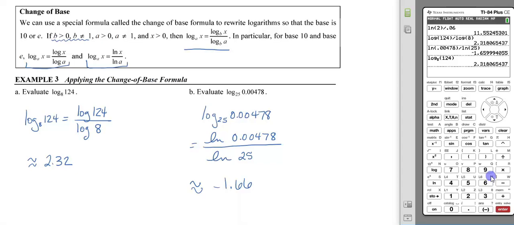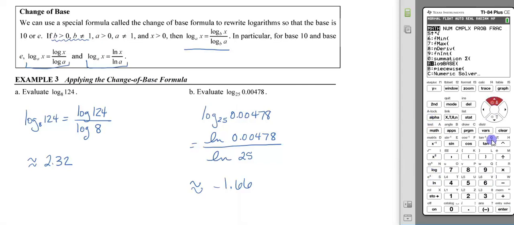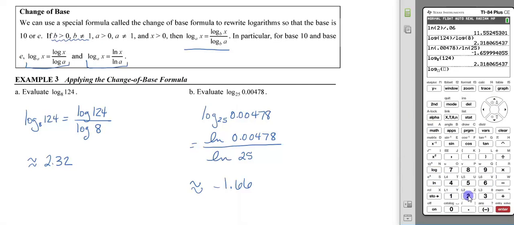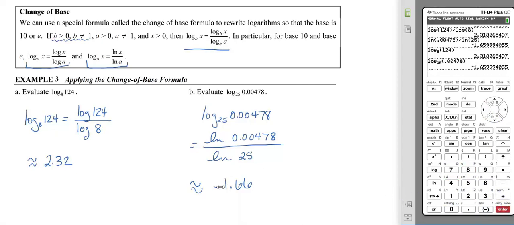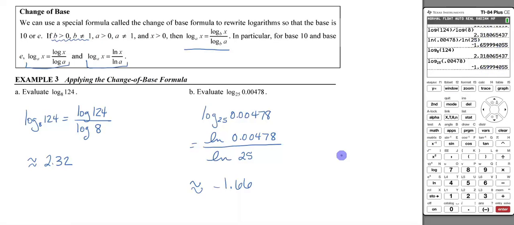Let's try this one. We could take math and log base, base 25, and the argument is 0.00478, and you get the same as we got before using the change of base formula. So don't forget the change of base formula, but remember also you have that log base button that you can use in order to evaluate, in case you have a calculator that does not have that function.